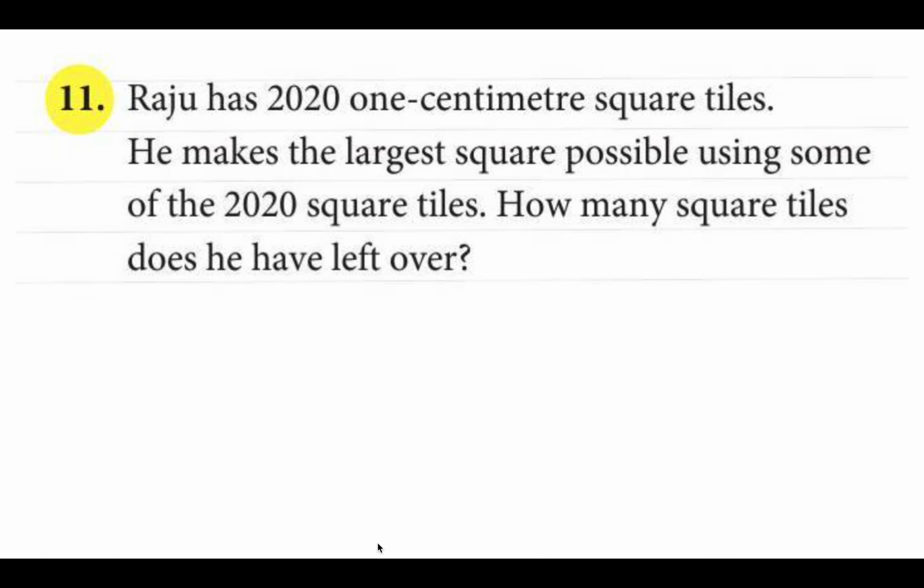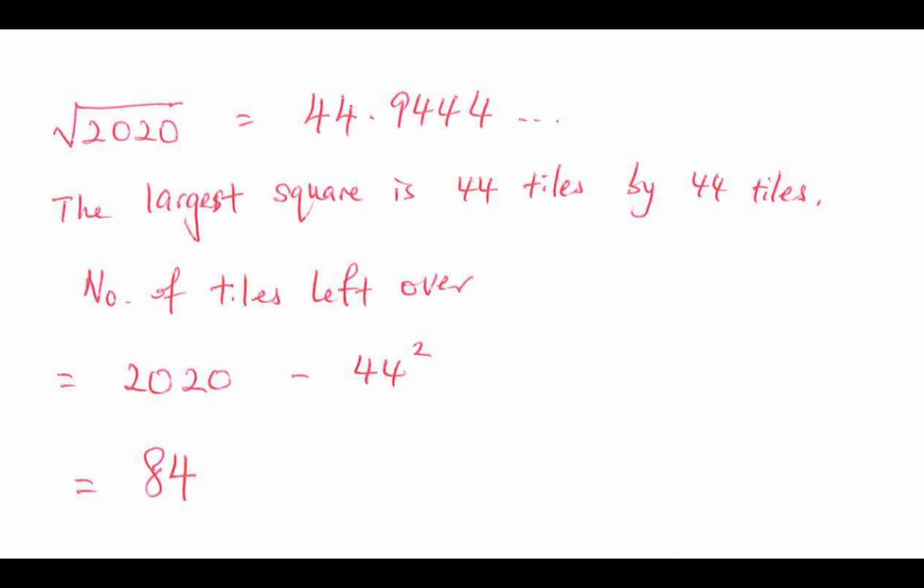Okay, one more question. Raju has 2020 centimeter square tiles. He made the largest square possible using some of the 2020 square tiles. How many square tiles does he have left over? When we square root 2020, we get 44.9444. Of course, the nearest value will be 45, but we can't use 45 because that will end up needing more than 2020 tiles. So the largest square we can create is 44 tiles by 44 tiles. So the number of tiles left over will be 2020 minus 44 squared, which is 84.